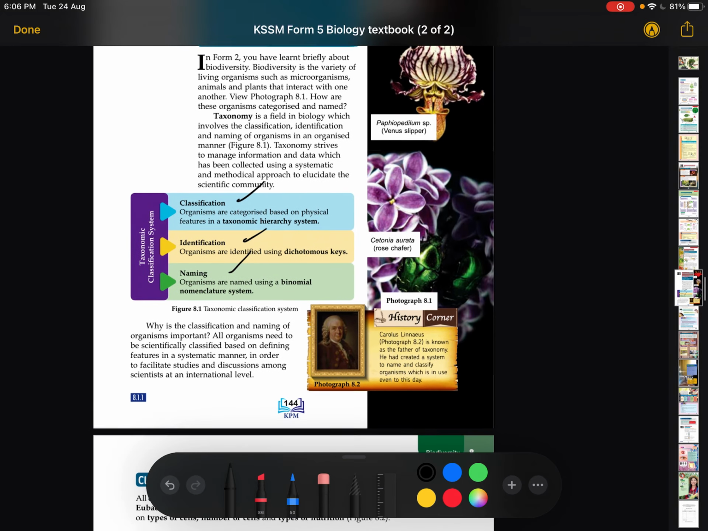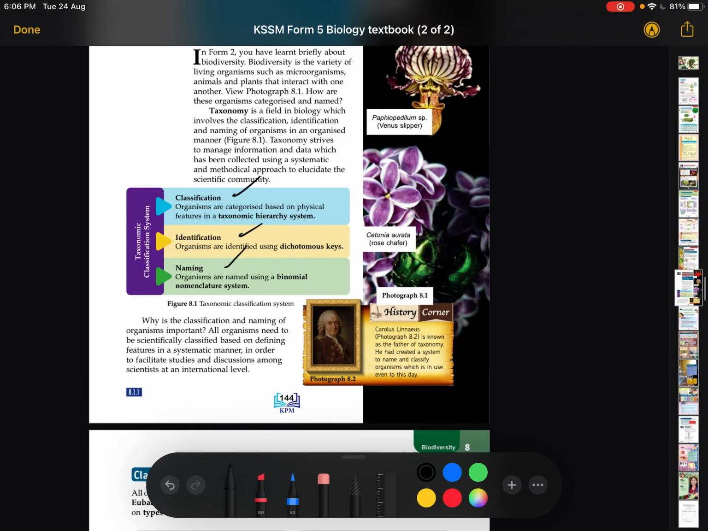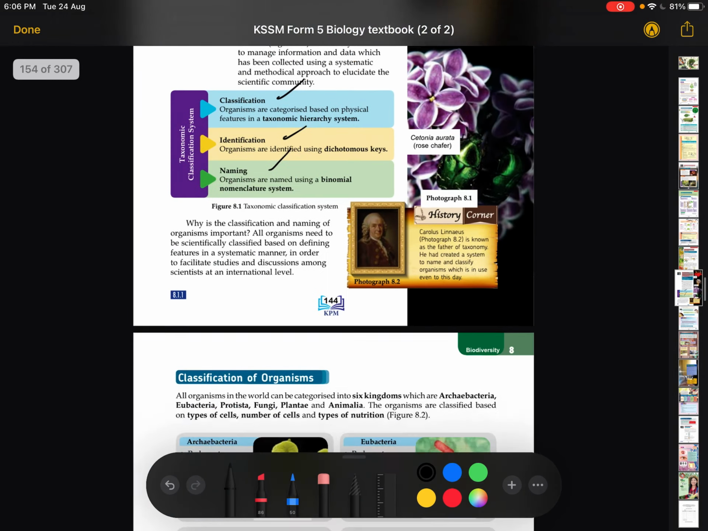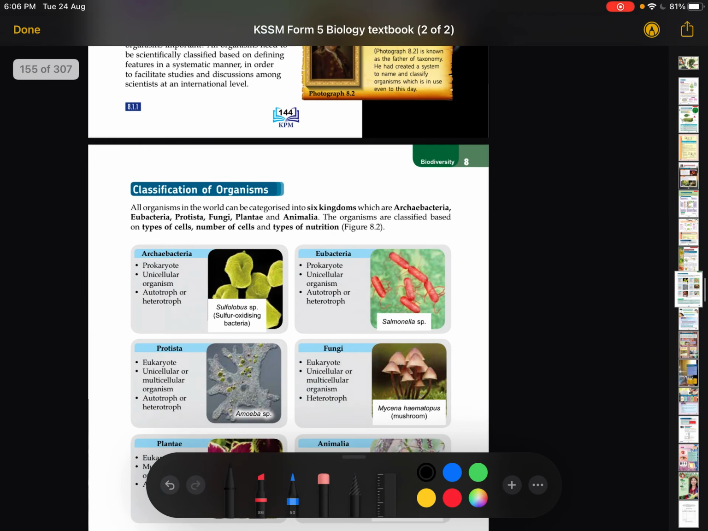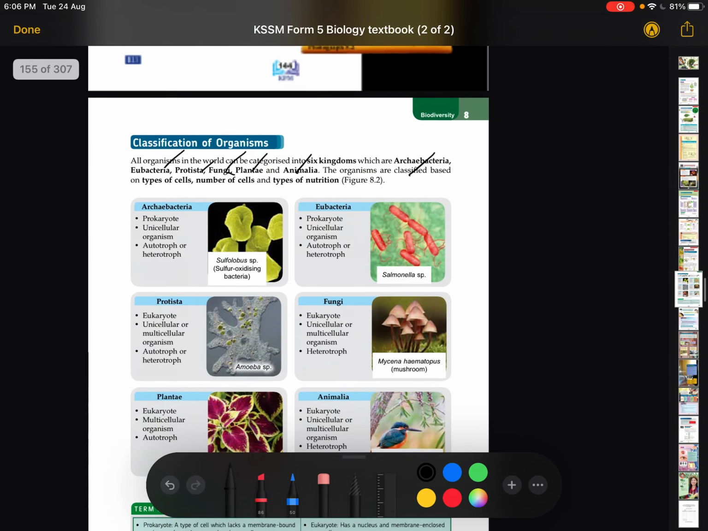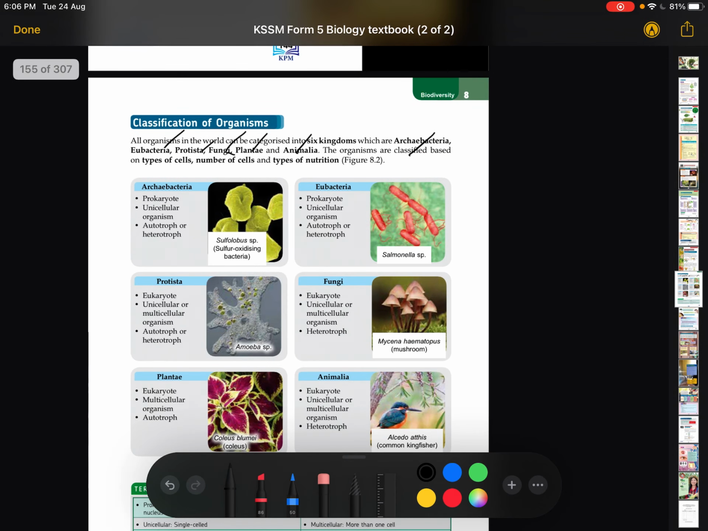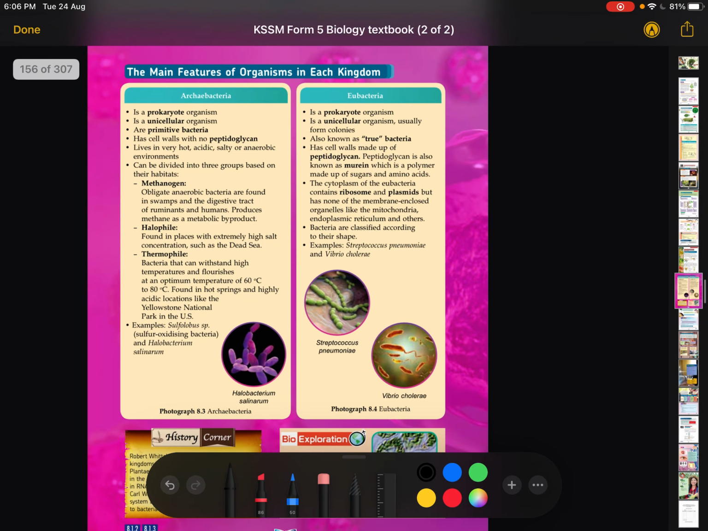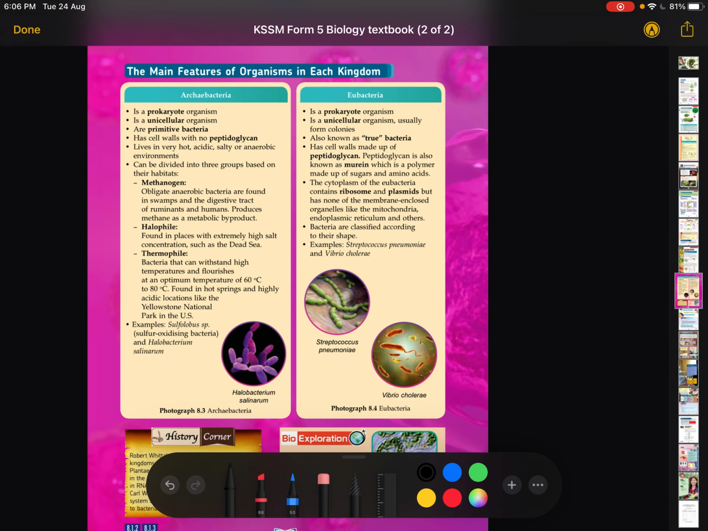Wait, I'm not so sure about classification. Taxonomic hierarchy. Oh yeah, that's the kingdom stuff. Okay, so first of all, we want to classify the organisms based on their characteristics. So there are 6 kingdoms: Archaebacteria, Eubacteria, Protista, Fungi, Plantae, and Animalia. I'm going to skip this part because they mentioned the whole part in here.